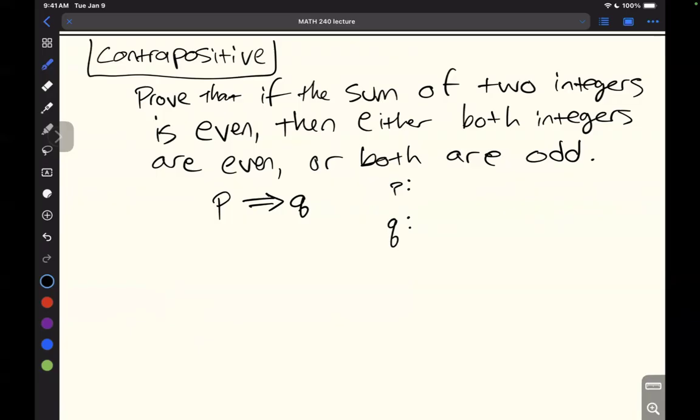Yeah, that makes sense. If the sum of two integers is even, then it's P or, slightly different P, maybe use a third letter. Yeah, okay, so what do you think for P? Any ideas? Yeah, so maybe we call them X and Y.